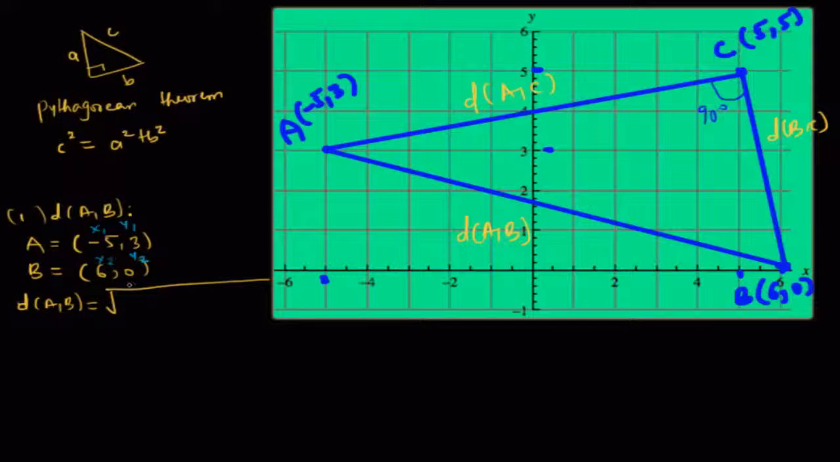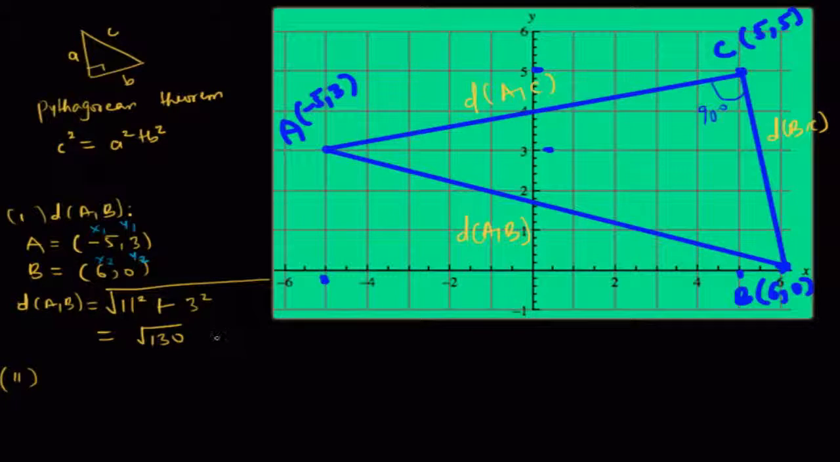So to find the distance between A and B, we'll use the distance formula, which is the square root of x2 minus x1 squared, and that is 11 squared, plus y2 minus y1 squared, which is 3 squared. And then when we do that, that's 11 squared plus 3 squared, which is the root of 130. So this is the length of AB, that's this side here.